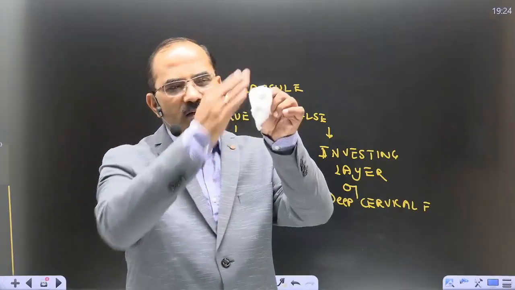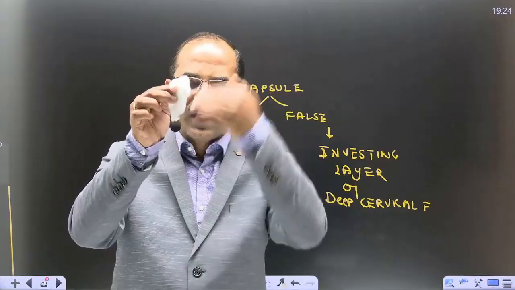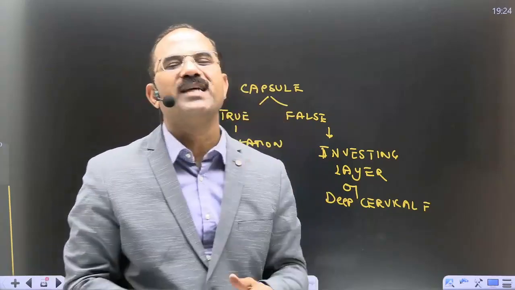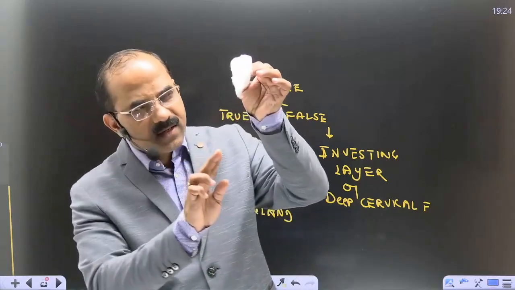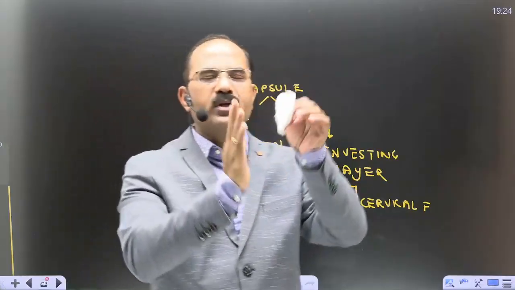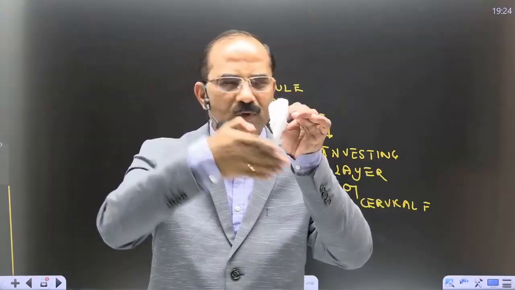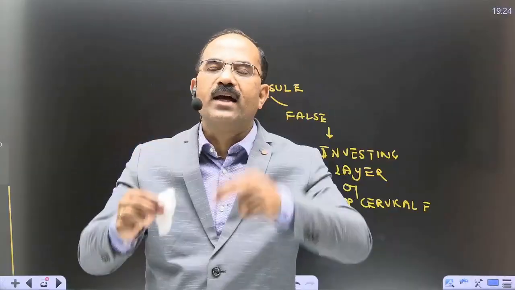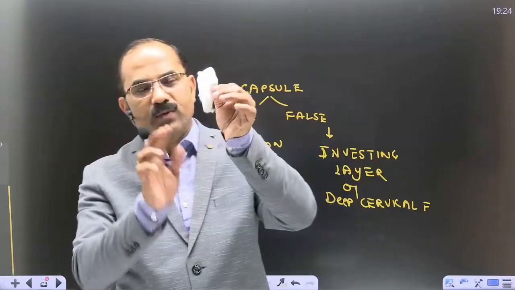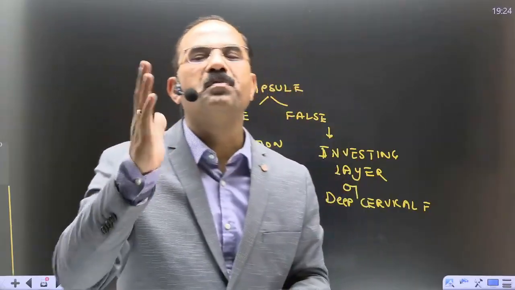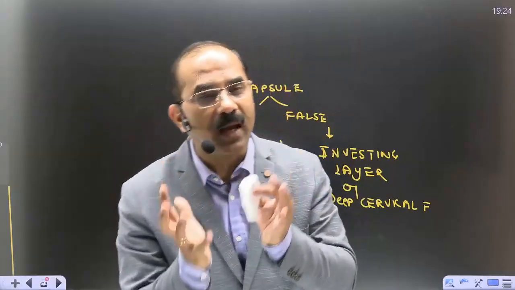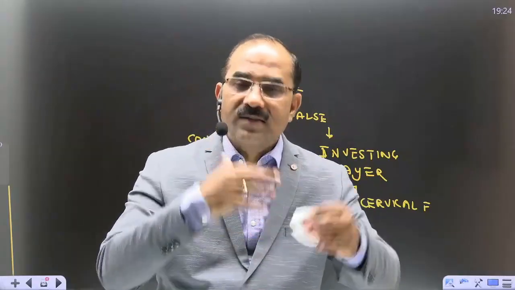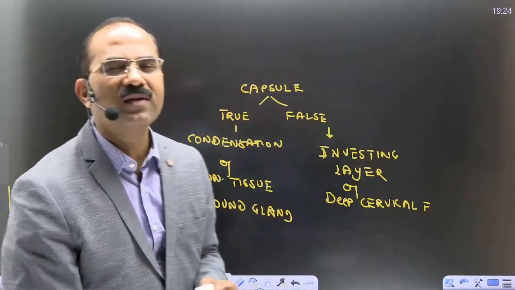And this part of the fascia between the styloid process and the mandible is what we call the stylomandibular ligament. So the investing layer splits here and encloses the parotid. One layer goes superficial to the parotid and attaches to the zygomatic arch. The deep layer attaches to the styloid process. That's how the investing layer encloses the parotid gland and forms the false capsule. True capsule is formed by the condensation of the connective tissue around the gland.